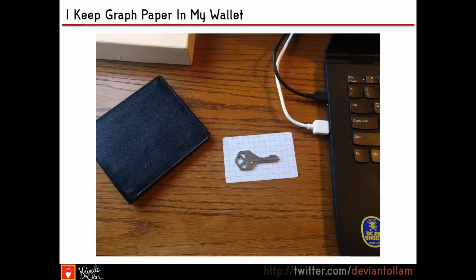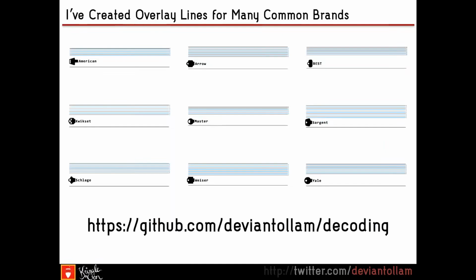If you want to ever try this with or without graph paper, I've created overlay guidelines for most common brands of lock. I've uploaded all of these to my GitHub repository where I keep all my decoding resources. Everyone's free to use them.